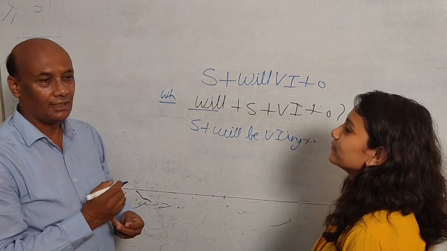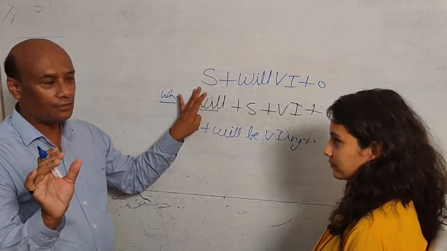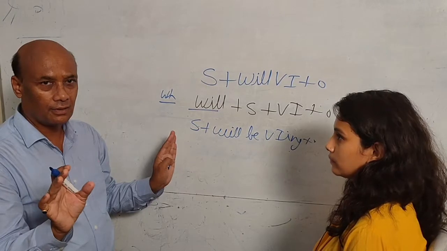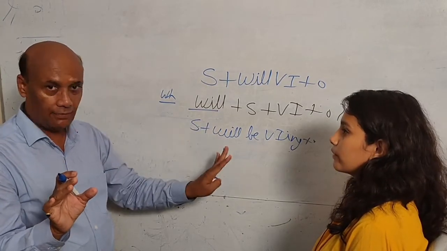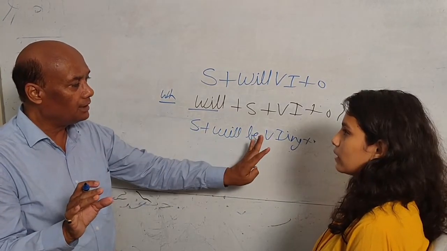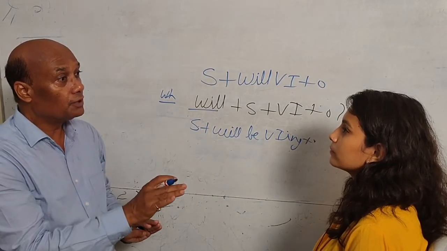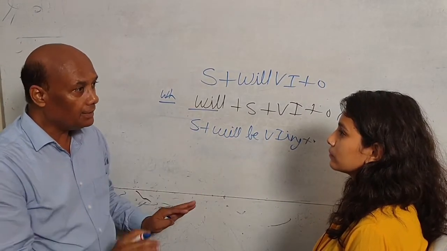Nice. So it's indefinite. If we use subject, will, first form, we will do all these things, not sure. But if we are making it definite, then we use subject will be, then first form ing verb, then object.